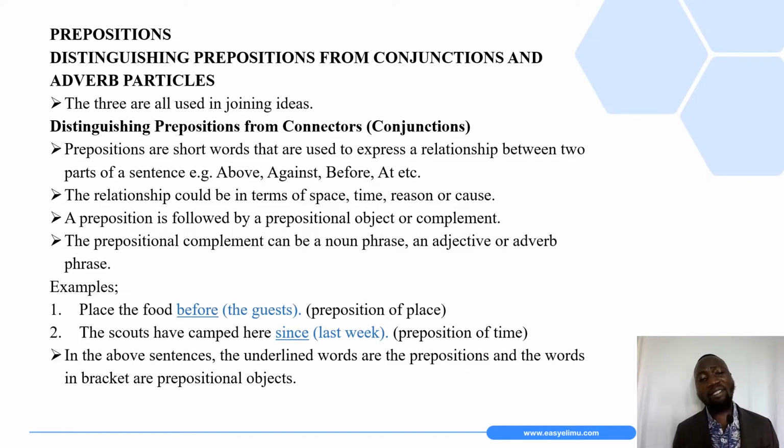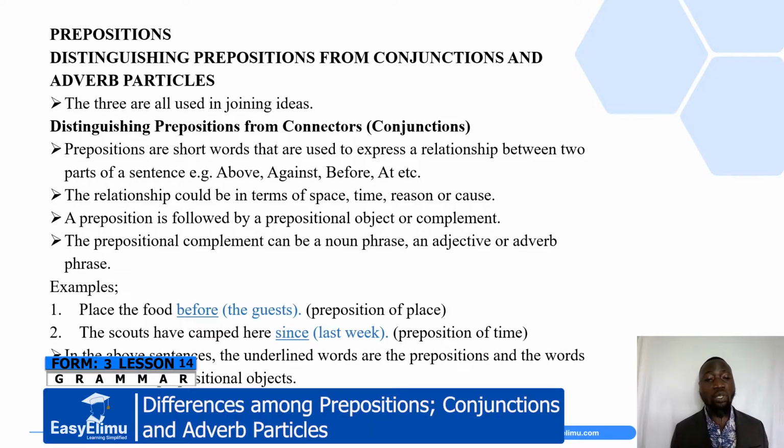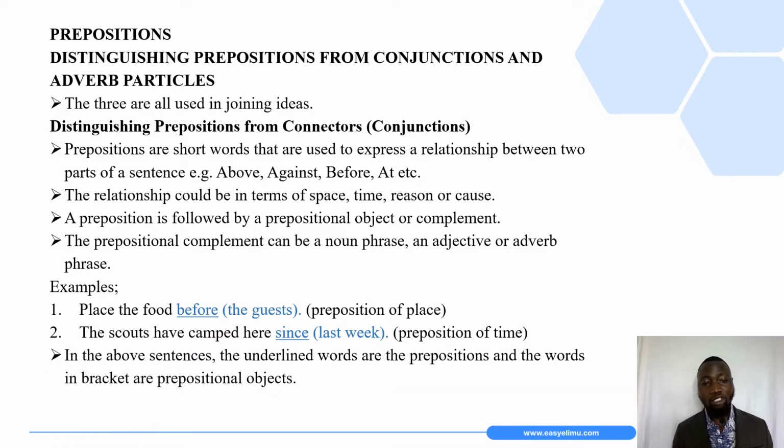How about we start by distinguishing prepositions from conjunctions? Talking about prepositions, dear students, these are short words that are used to express a relationship between two parts of a sentence. Examples of prepositions are above, against, before, at, and so on. The relationship could be in terms of space, time, reason, or cause, meaning that we can talk about different types of prepositions.